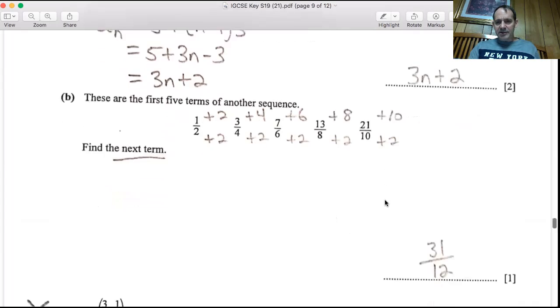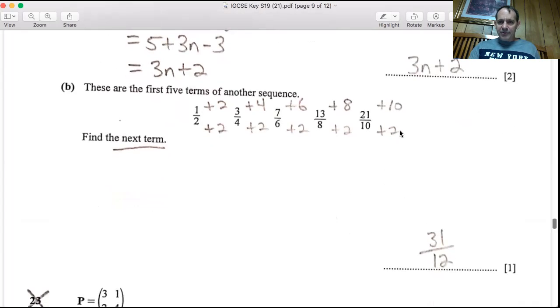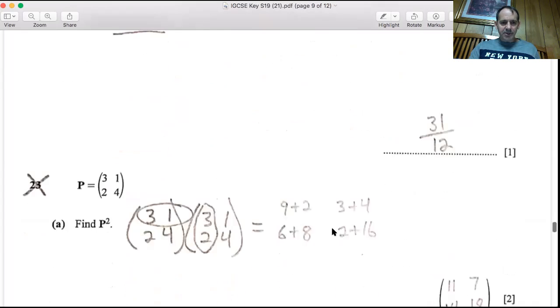So we add 10 to the numerator, we get 31. Add 2 to the denominator, get 12. 31/12 would be the next term.